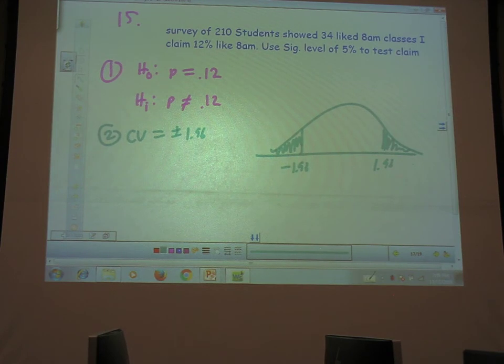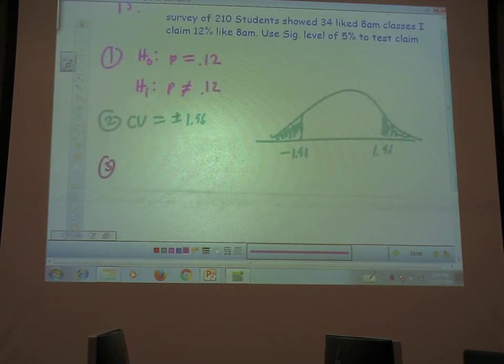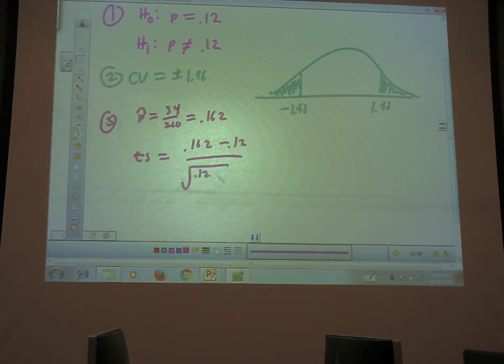All right, then next we're going to go to finding out my test stat. So let's see, we've got P hat is equal to 34 out of 210, which is, someone help me, 0.16. Is there one more decimal place? 0.162? Yeah, give me at least three decimal places on these. Don't round it to 2. 3 sig figs. So it's going to be 0.162 minus 0.12 divided by the square root of 0.12 times 0.88 over n. What's my n? 210?